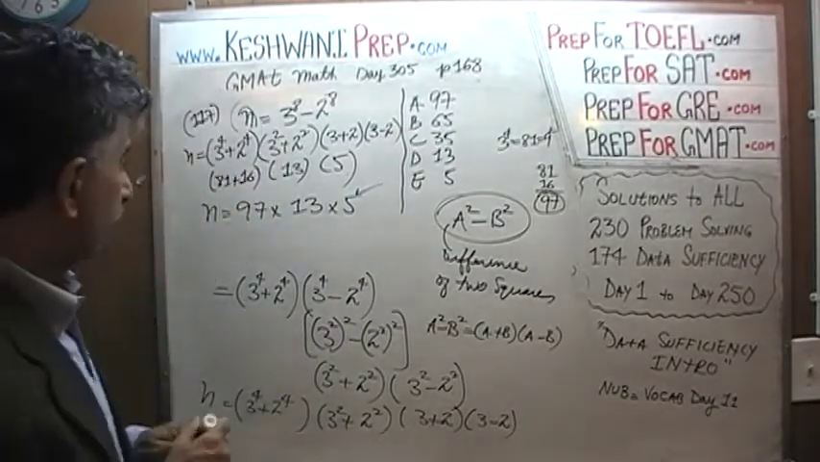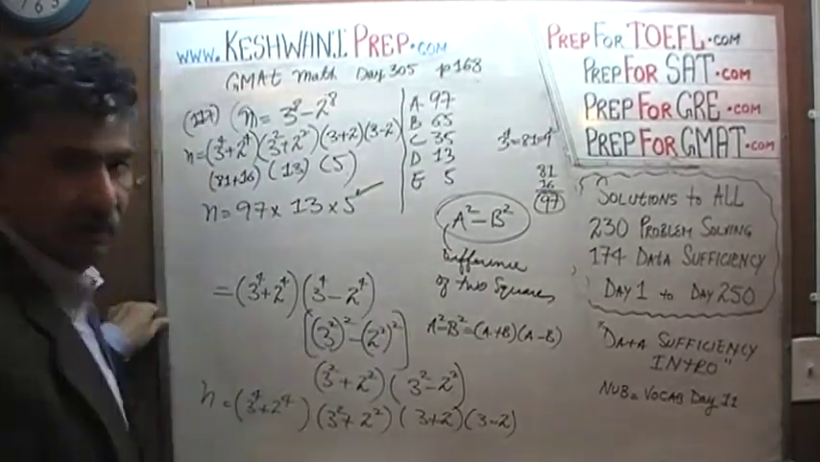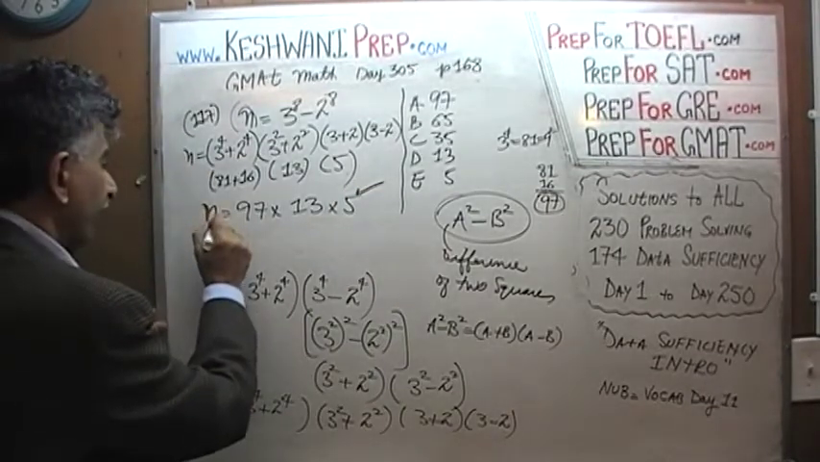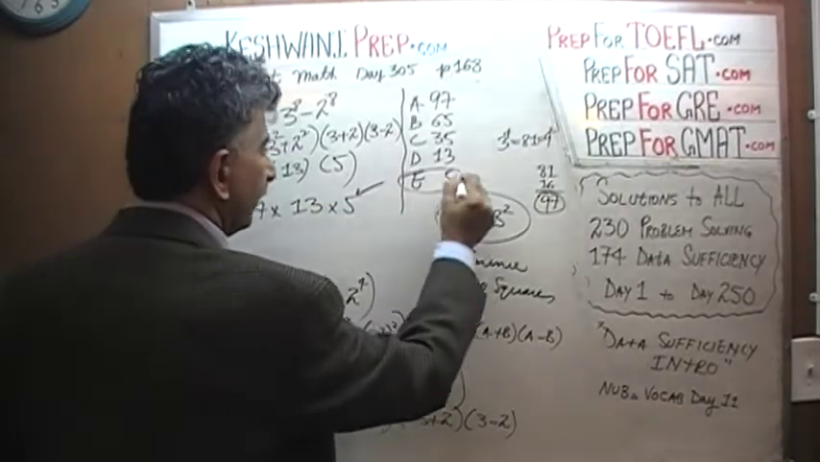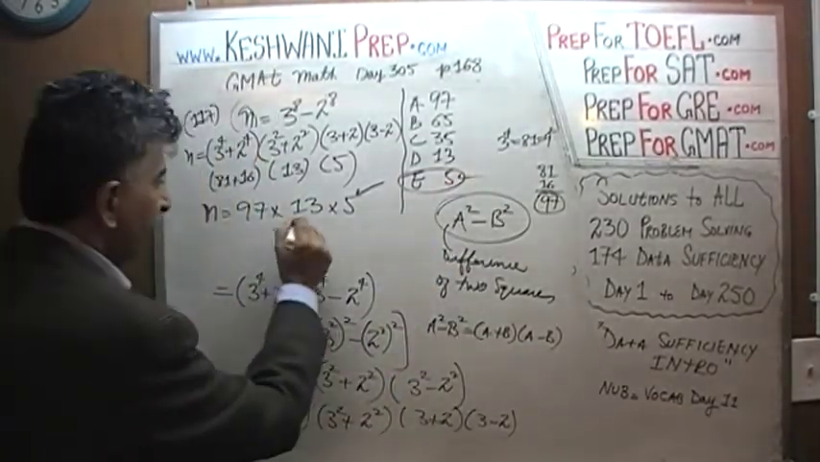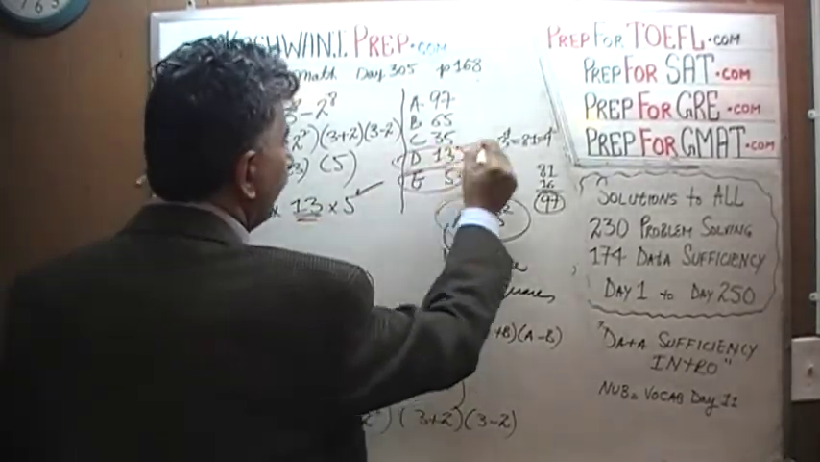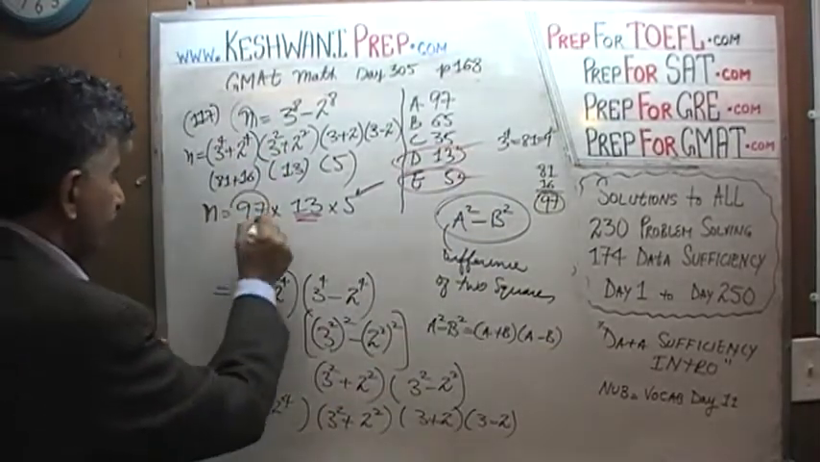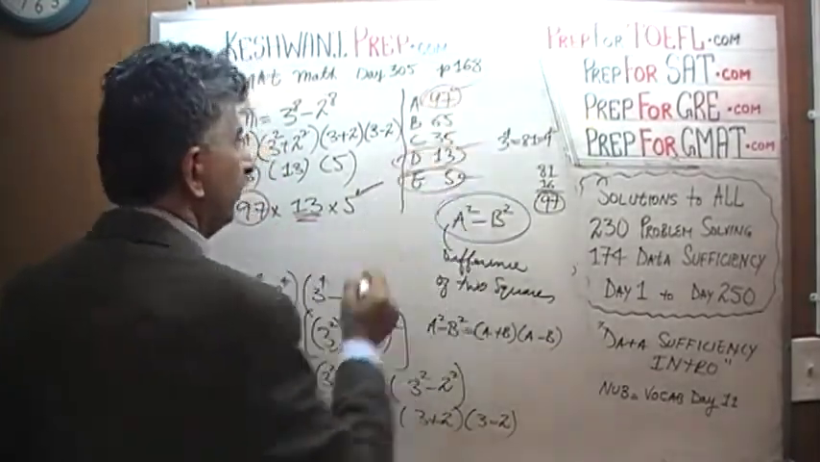To change the color, that tells us that 5 is a factor of n. Voila, 5 is a factor of n. It also tells us that 13 is a factor of n. There you go, voila. It also tells us that 97 is a factor of n.